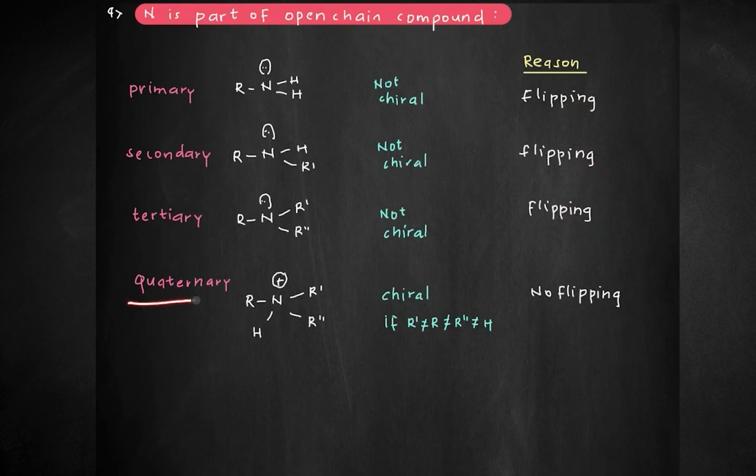Okay, but in quaternary nitrogen, as the lone pair is gone, correct, 4 bonds are there, so the flipping is restricted. Now it will not flip, and if flipping is blocked by removing the lone pair and forming the bond, then this quaternary nitrogen compound can be chiral only if all 4 groups are different. Correct? So if the nitrogen is part of an open chain compound, you will not consider it a chiral center or stereo center when it is primary, secondary or tertiary. But if it is quaternary and all 4 groups are different, then you will consider it a chiral center. Got it? It's very important.